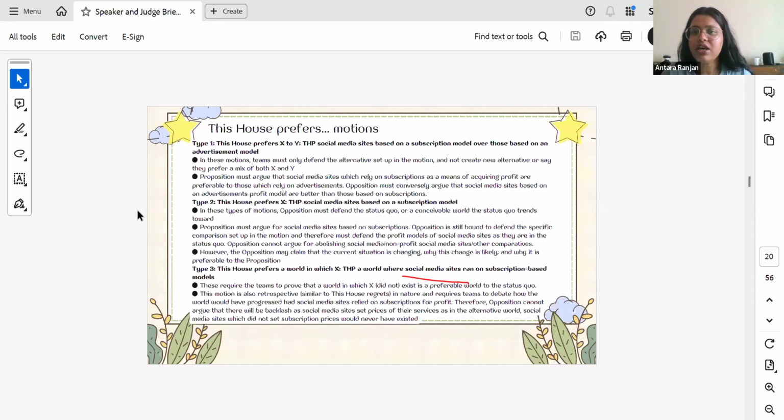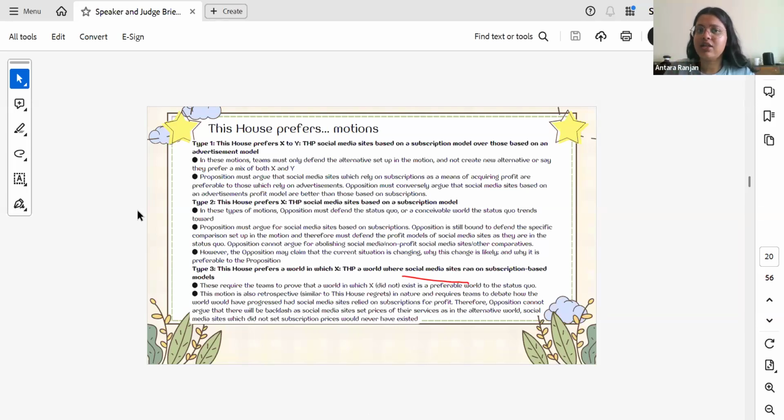What is subscription based? You have to pay a certain fee every month, the way you do for Netflix, over advertisement based. How social media sites today in status quo are advertisement based. So they make money based on the ads that they show to us versus platforms like Netflix, which make money because we pay a certain membership fee every month, right? So in a motion where you have to talk about why you prefer X over Y, you have to talk about the alternative setup in your world.